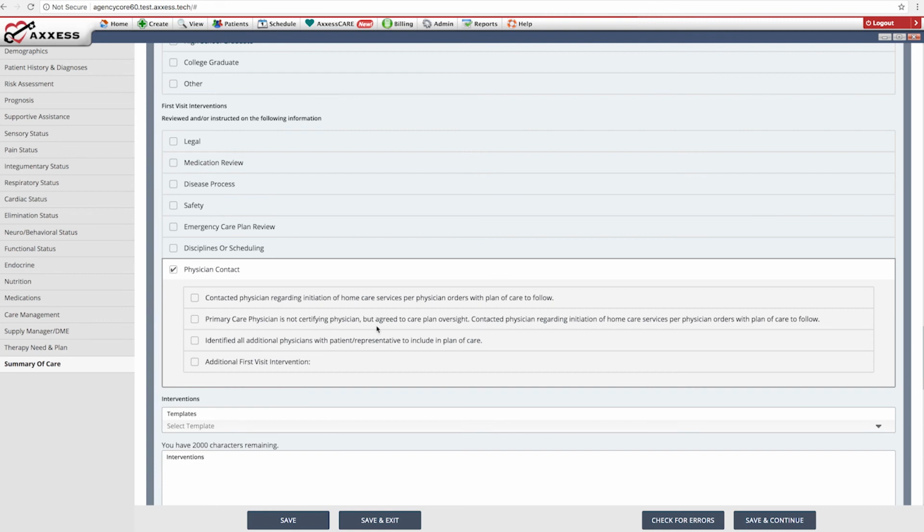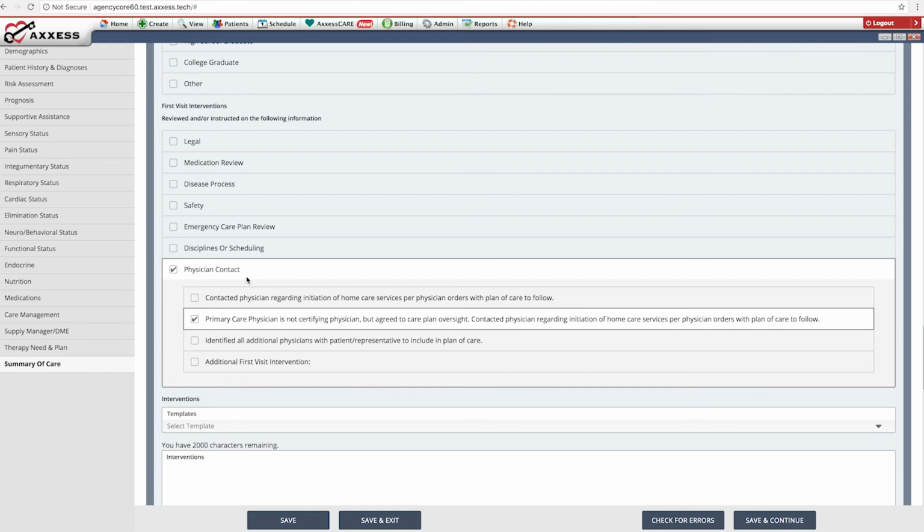If the primary care physician is not the certifying physician but agreed to the care plan oversight, you definitely must document that you contacted that physician. The agency is supposed to document this as well, but the clinician that is in the field, you have to document that you had contact with the physician that is providing oversight, because that is the person that you will send all of your additional orders to.